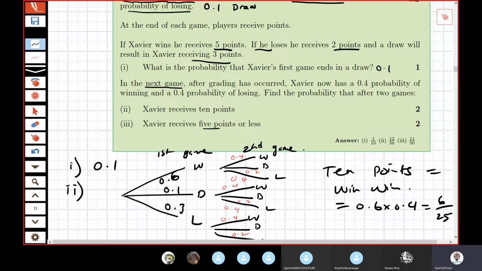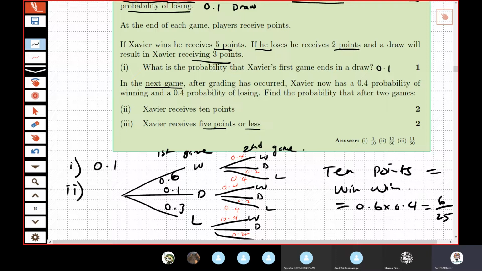Now, Xavier receives 5 points or less. How would he get 5 points or less? What are the different cases? Tell me. In the 2 games, he's got to get 5 points or less. I think there's a few cases. So tell me, what would be one? He has to win once. If he wins once, that's already 5 points, and even if he loses, that becomes 7. Yeah, I just thought it was equal to 5 points. Never mind. No, he's going to be playing 2 games.